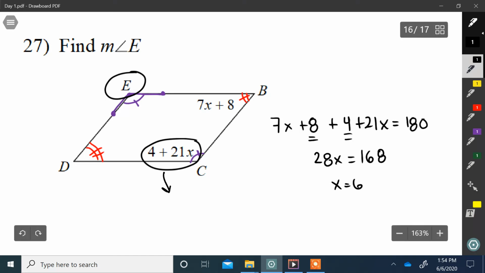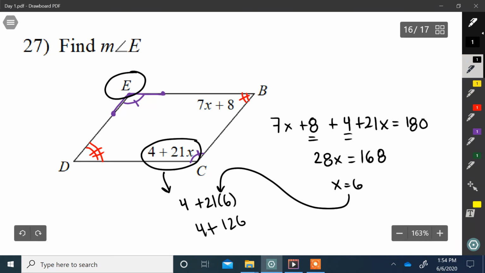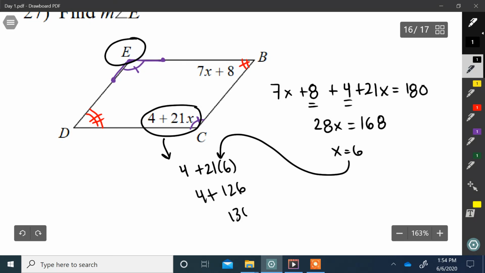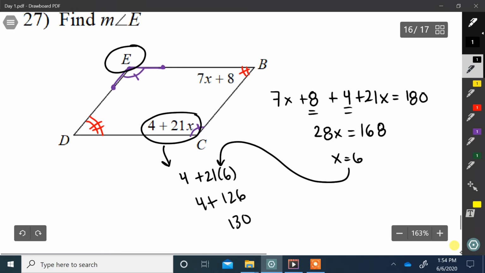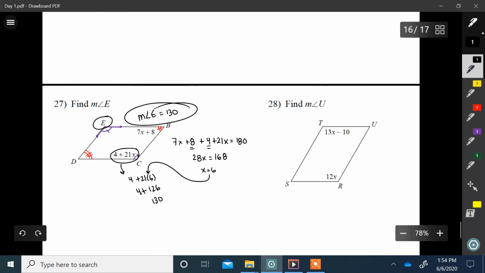So we know that angle C right there is 4 plus 21x. Well, we already found x. So I'm going to replace that x with a 6. And here's what I'm going to get. 21 times 6 is going to be 126 plus 4 is going to be 130. So that means that the measurement of angle E is 130 as well. Okay, as simple as that, guys.